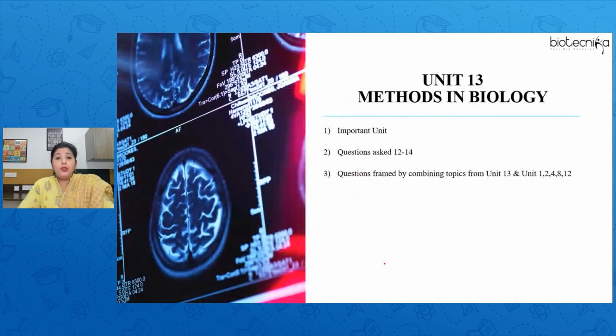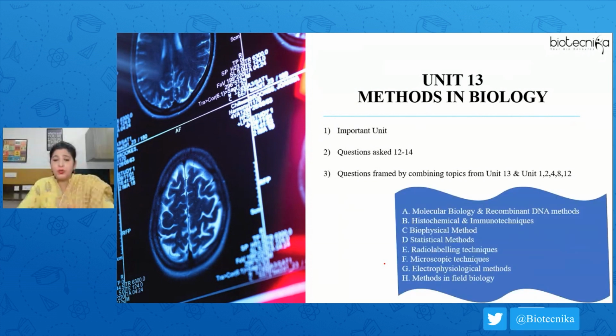Then moving on to unit 13, which is the last unit given in your syllabus, and it is all about techniques, and not only 1 or 2 techniques. If you go through the syllabus, it comprises several subunits from A to H. And the very interesting point to note here is that every subunit is different from another.